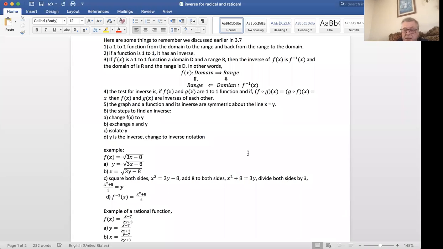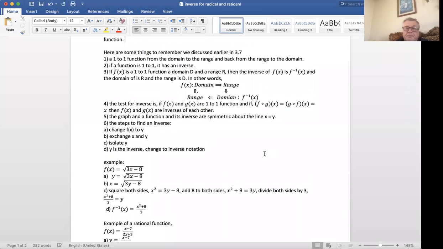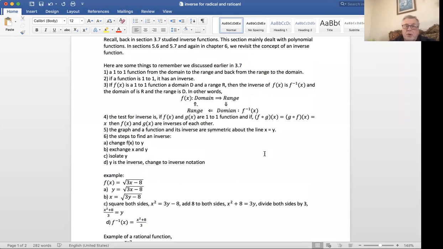This is a document I sent out to you. Let's go up to the top here. Okay, so if we recall back in section 3.7, we already studied inverses, but these were mainly with polynomial functions. In sections 5.6, 5.7, and chapter 6, we revisit the idea of the inverse function. Here are some things to remember from section 3.7.